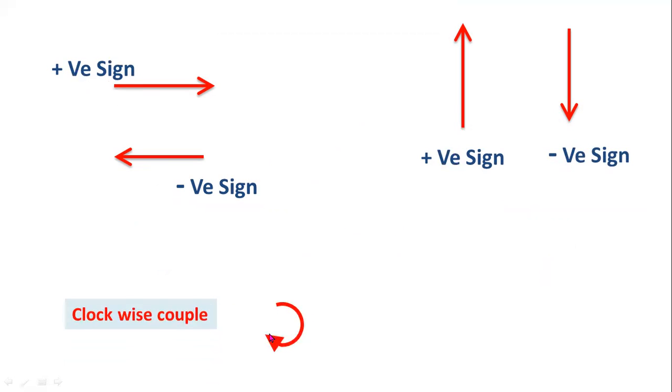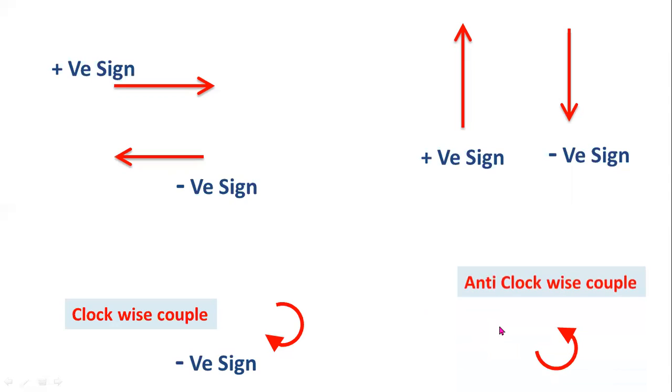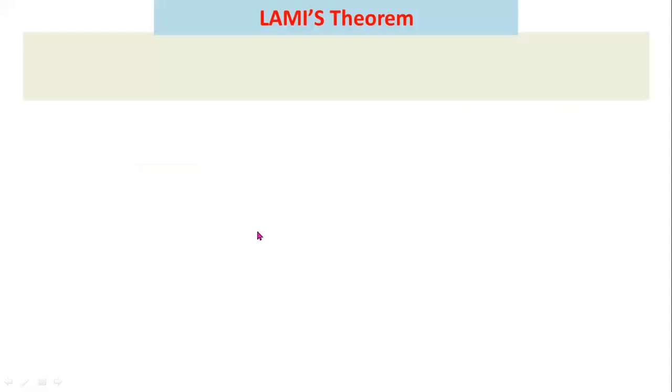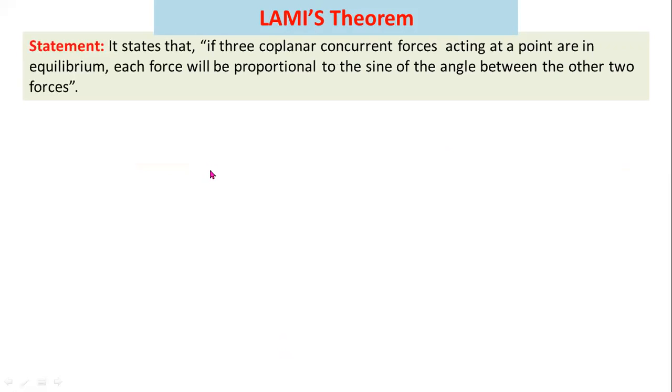For couple forces, for clockwise couple, you have to consider negative sign. For anti-clockwise couple, you have to consider positive sign. These are the important sign conventions for solving the problem. Before going to the problems, you have to know the formula. You have to know the basics about Lamy's theorem. Already we discussed it in the previous class.